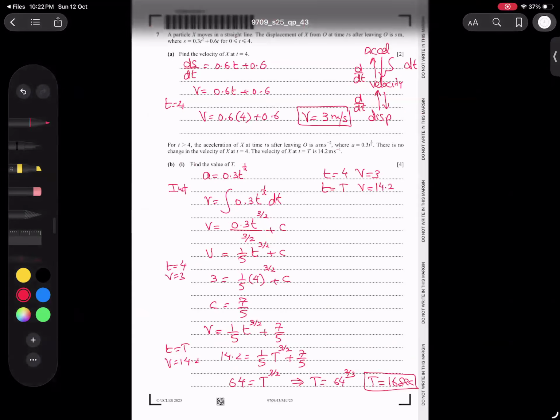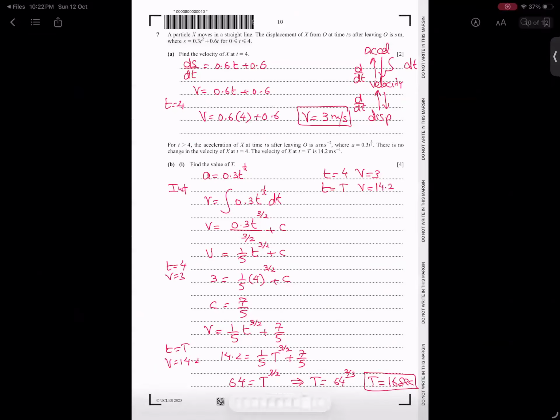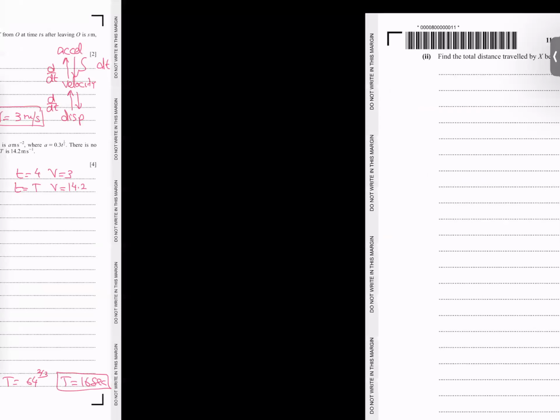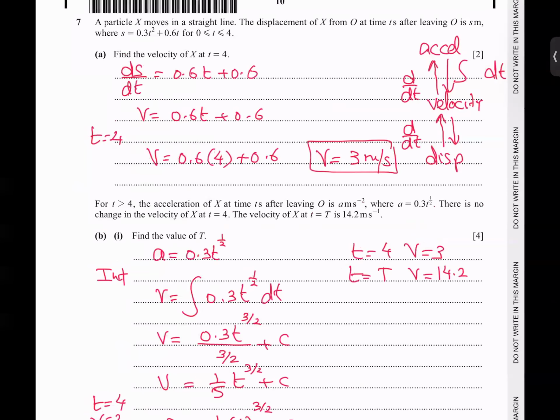This page is completely over. And now we go for the next page: total distance traveled between 0 to t. And it means that we have two situations. First situation is 0 to 4. We have this formula and the other formula. So let me write both formulas.